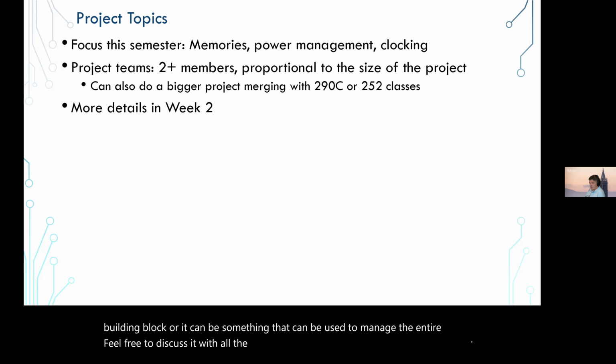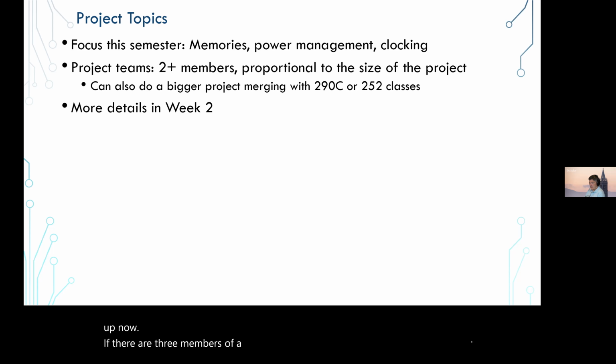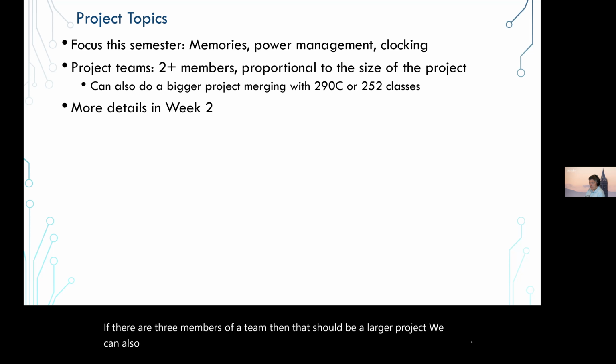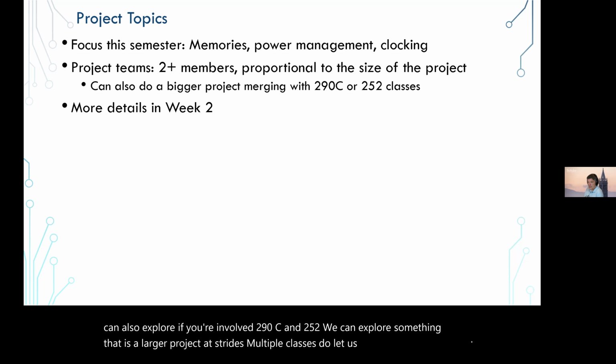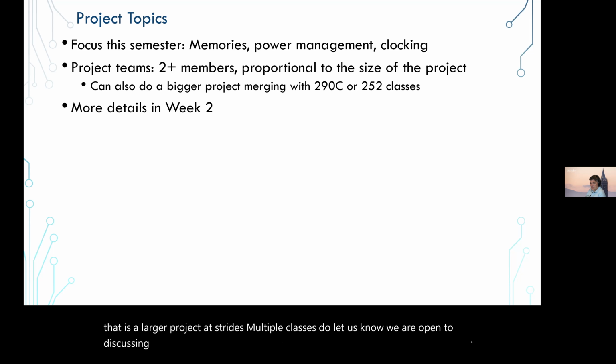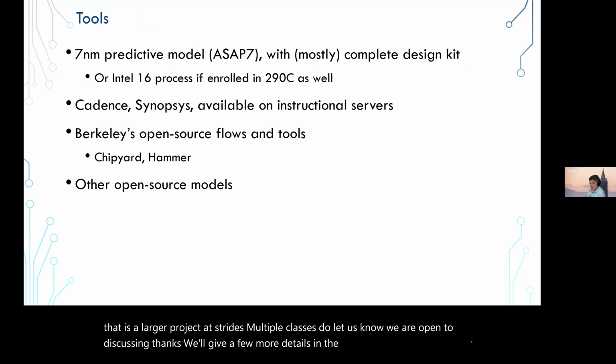We like to run projects as two-person teams. We would like to avoid single-person projects if possible, so team up now. If there are 3 members of a team, then that should be a larger project. We can also explore, if you're in both 290C and 252, something that is a larger project that strides multiple classes. Do let us know. We are open to discussing things. We'll give a few more details in the next week on what the project looks like.